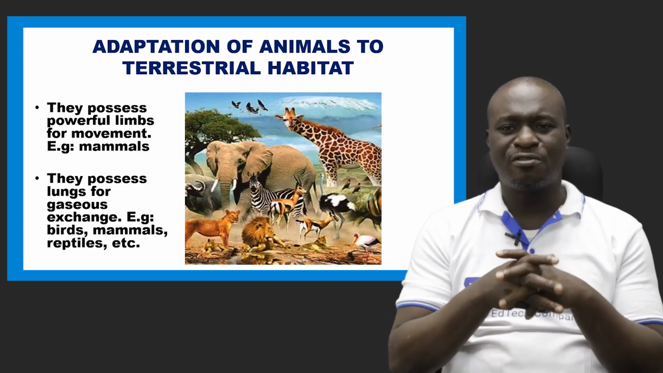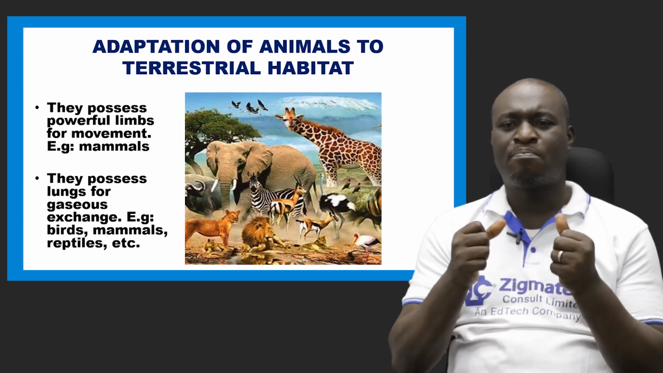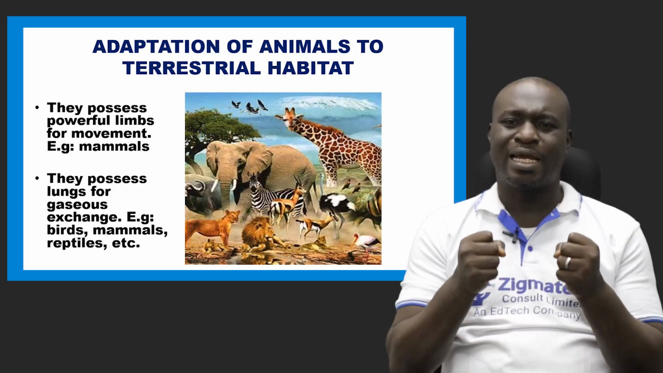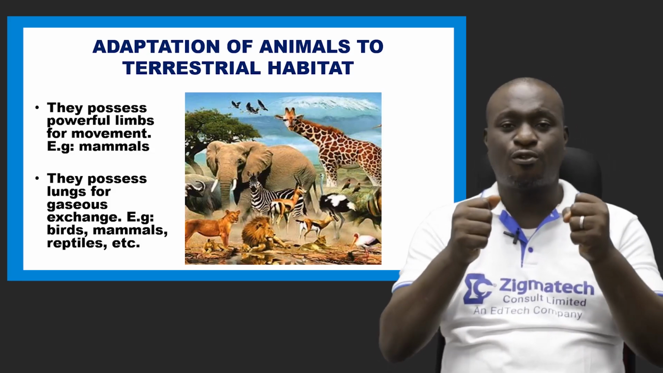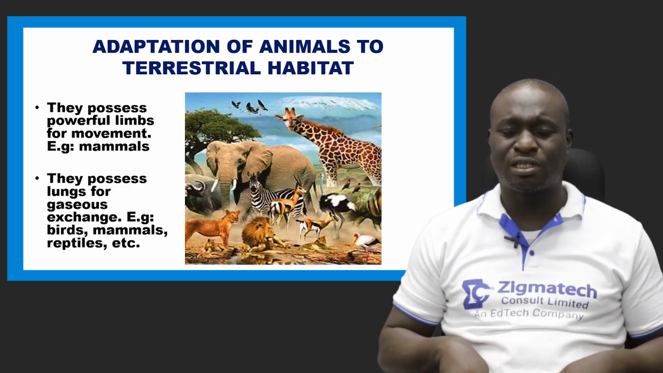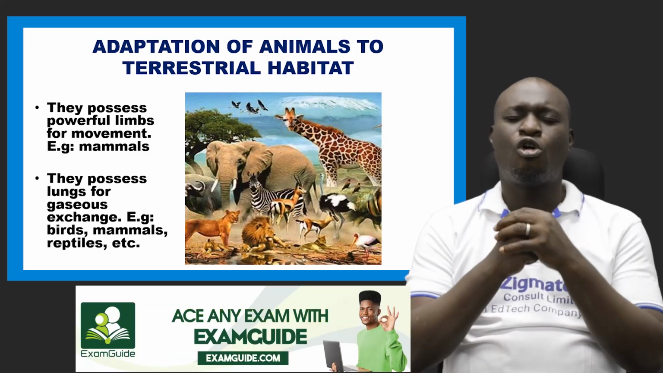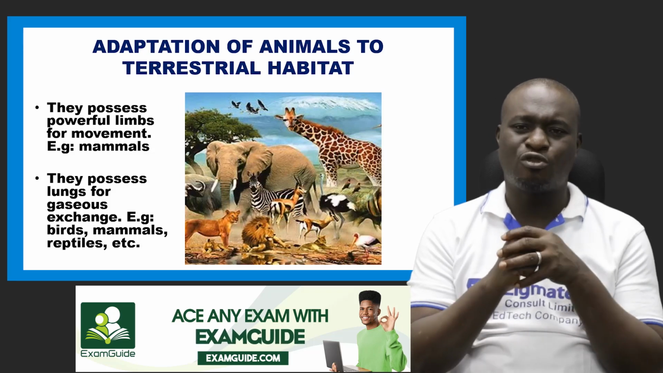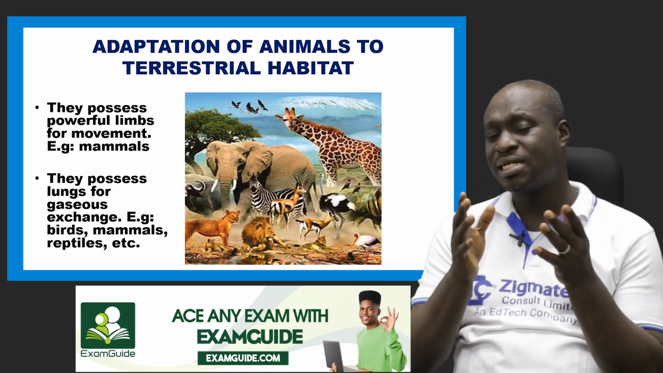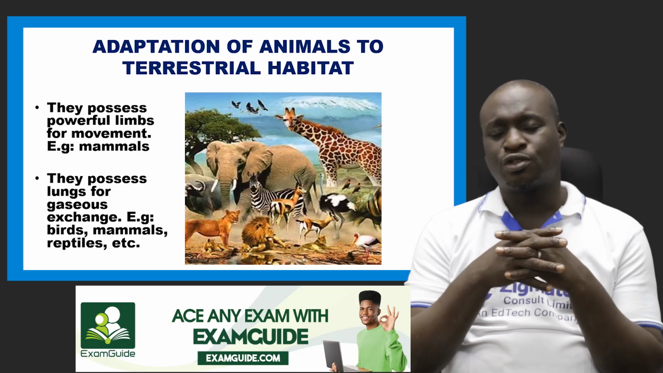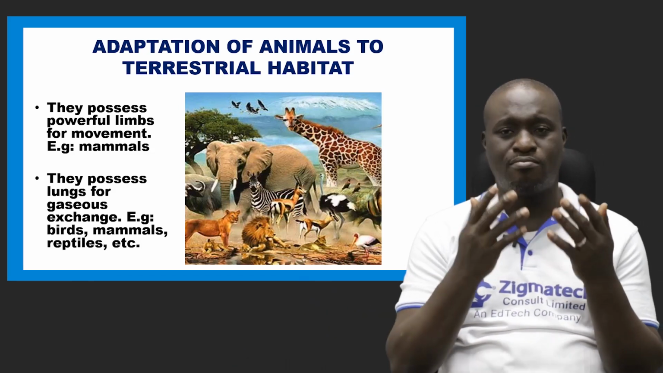One of the adaptive features is that they possess powerful limbs. It can be the forelimbs and it can also be the hind limbs. They possess powerful limbs, both fore and hind limbs, for movement. You can see that in reptiles, and you can also see it mostly in mammals.